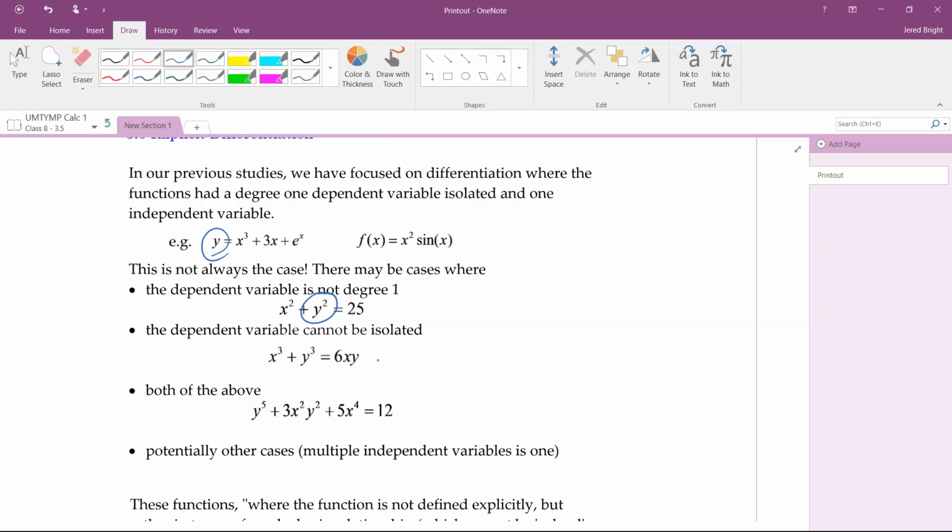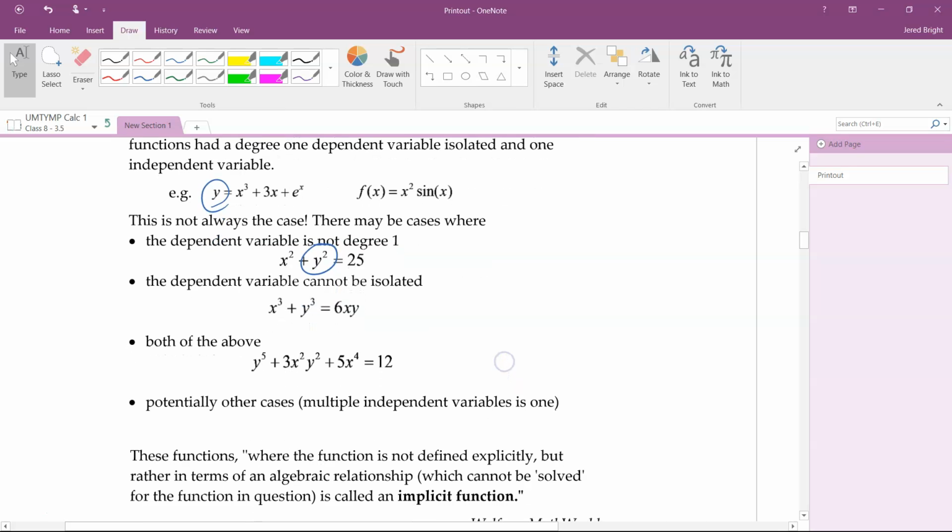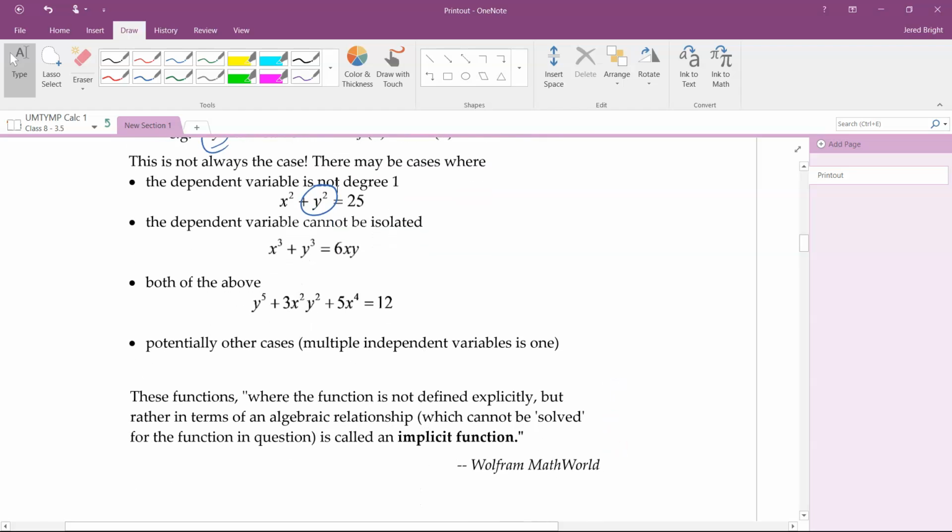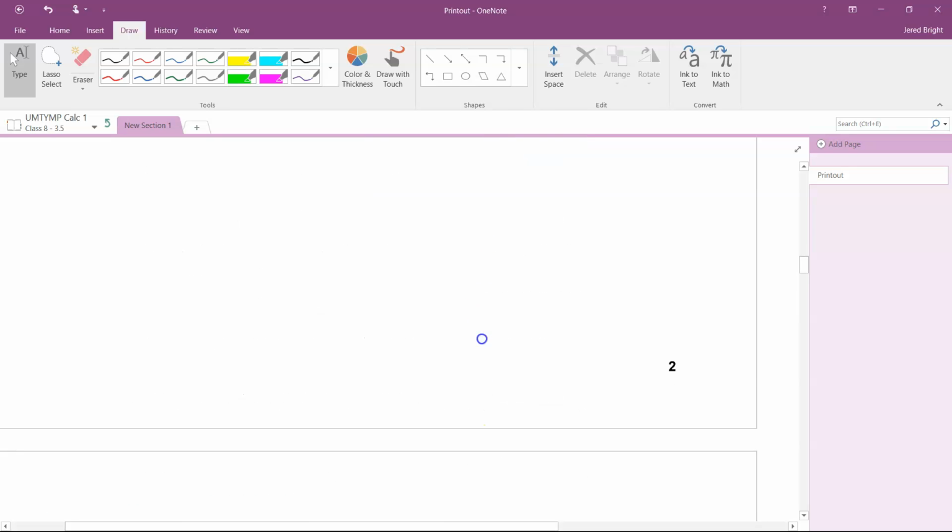These types of functions, each one of these, are called implicit functions, where we don't have a function defined explicitly, meaning like y equals, but there is some algebraic relationship between the two. That's from Wolfram. All right, the first example we saw, you might recognize, I hope you recognize, as the equation of a circle of radius 5 centered at the origin. And we're actually going to look at that.